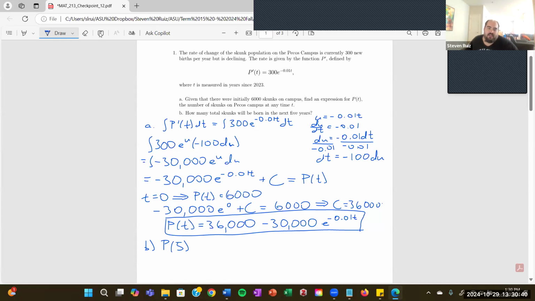But I really want to compare that against my baseline, because if I do P of 5, that'll just tell me how many skunks are living on campus in 5 years. That doesn't mean that they were all born in the last 5 years. It's just some of them could be older than 5 years. I don't know how long skunks live. So I need to subtract off the number that were already alive, and that's the 6,000.